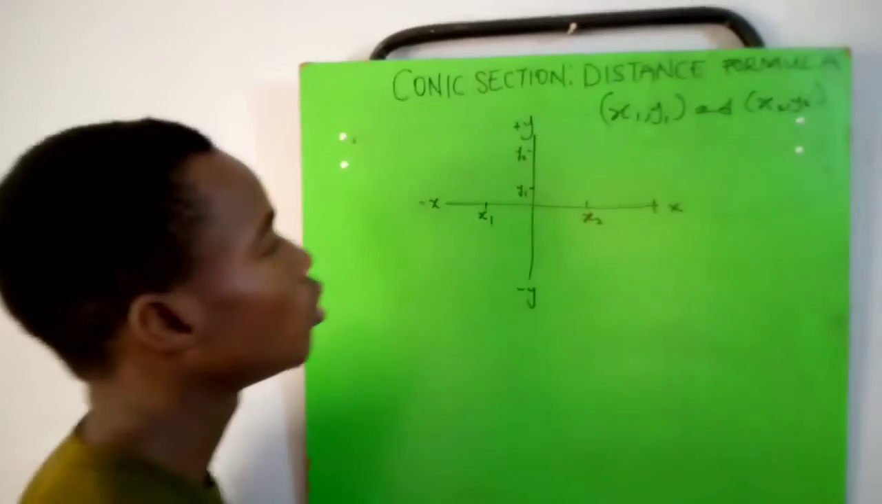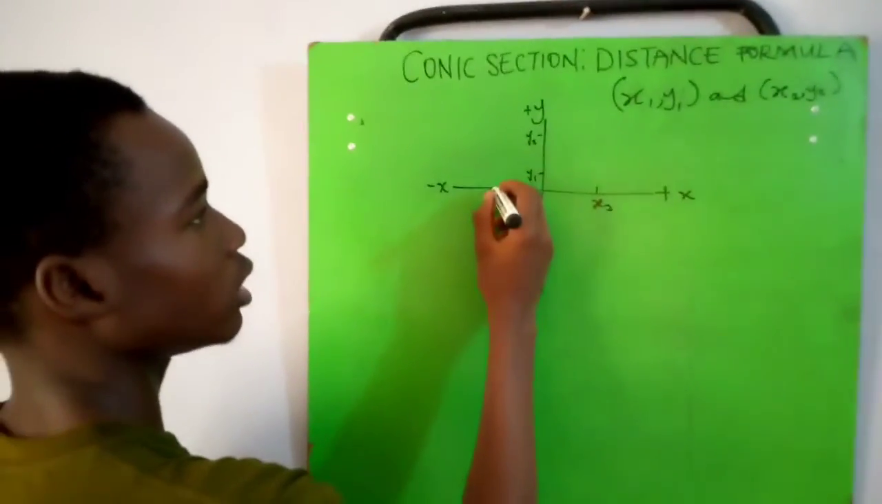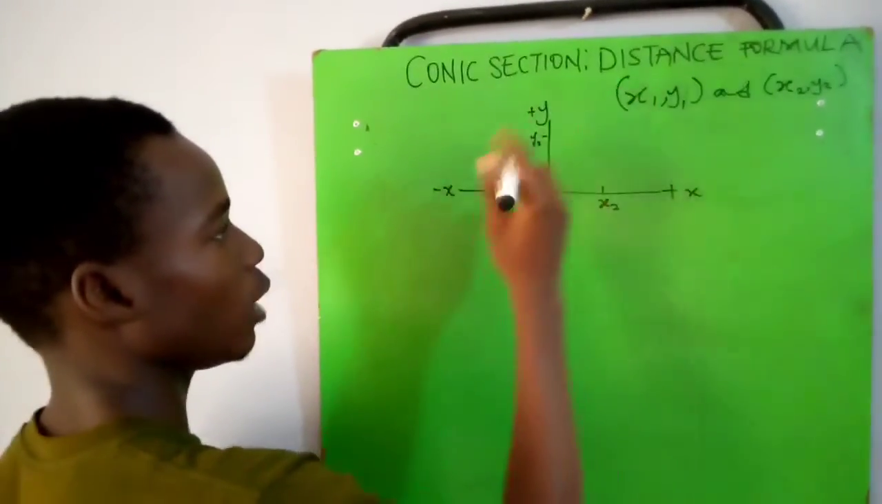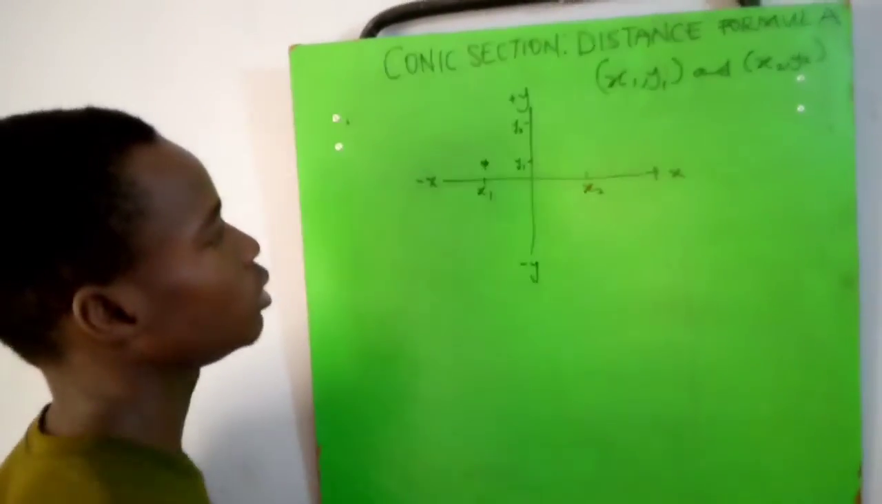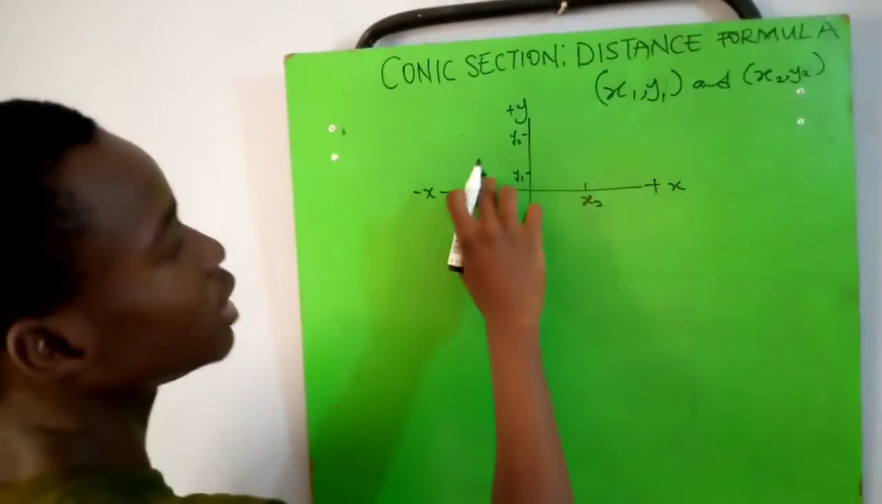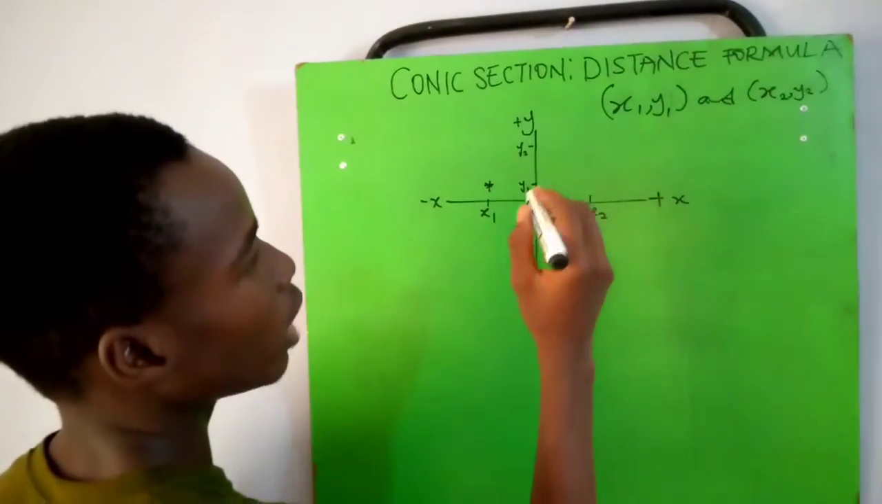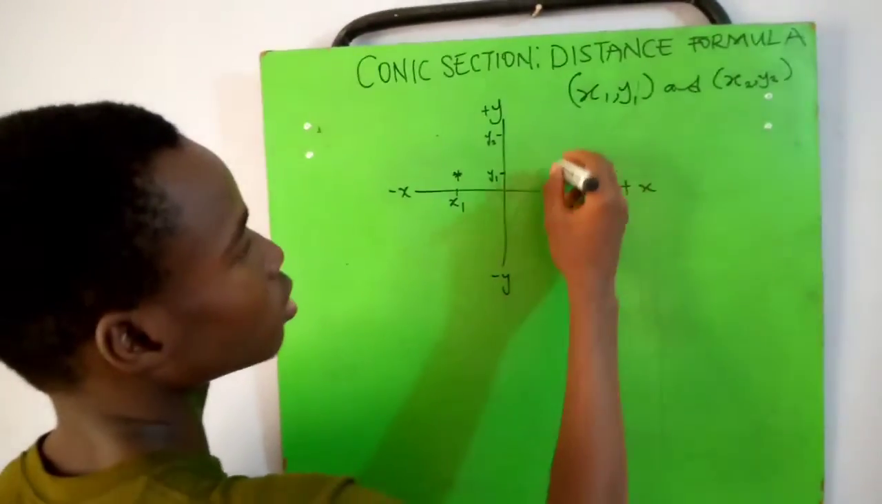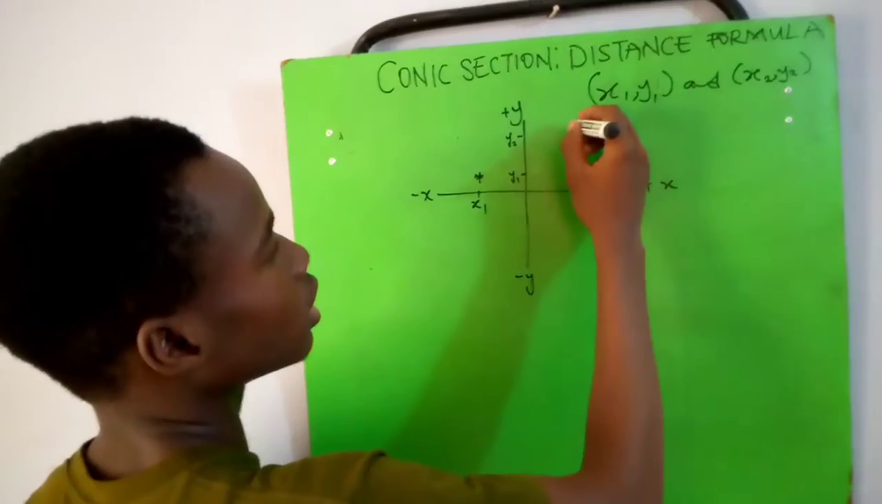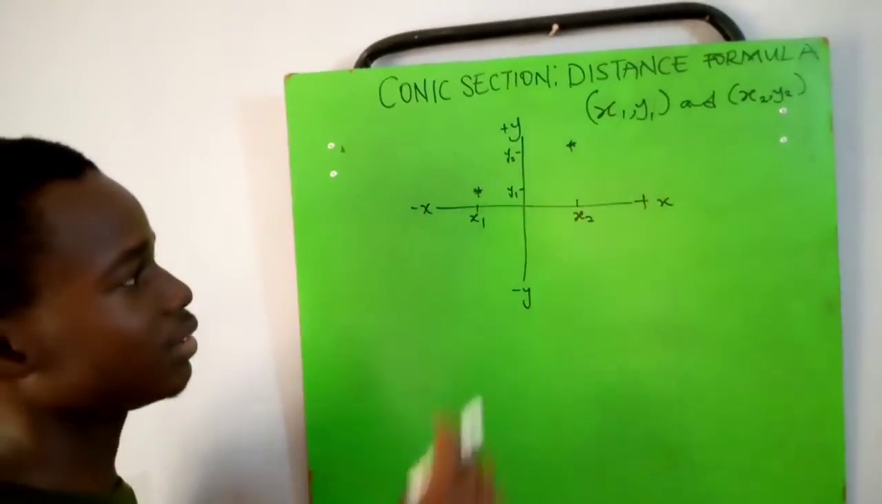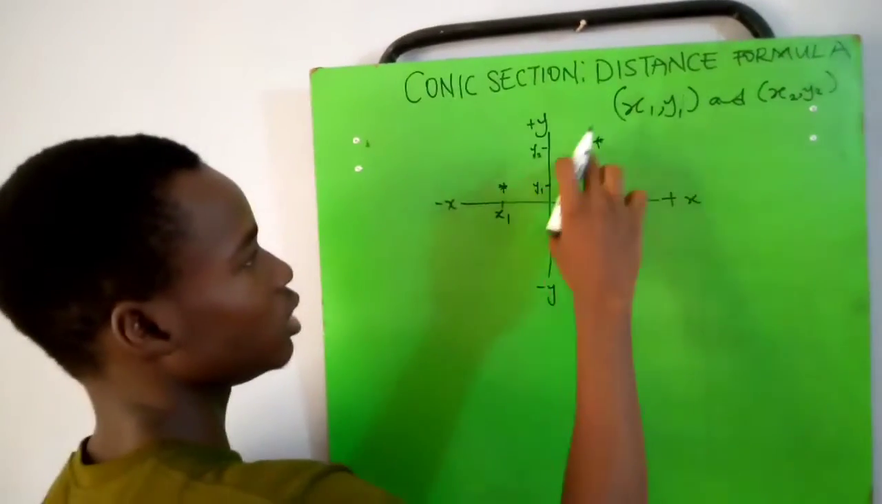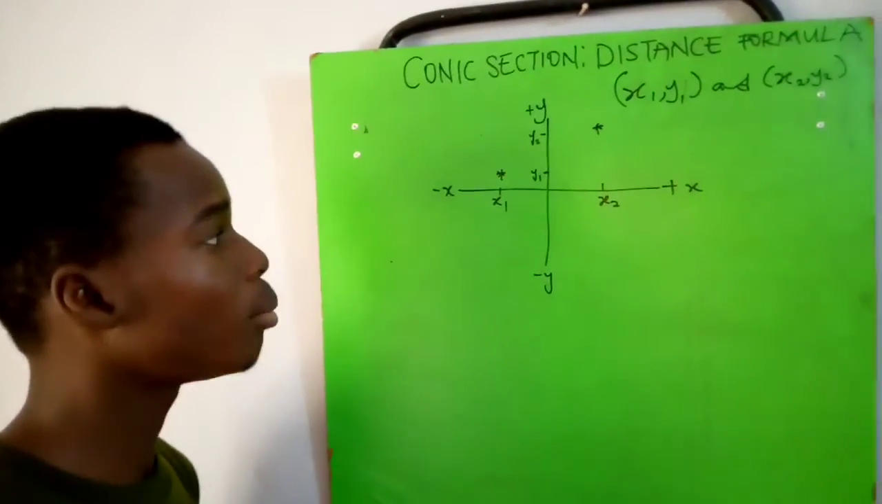y2. So it means that we'll join where x1 and y1 meet. So we trace it up and we find their meeting point, which is here. Then y2 and x2, they meet at this point. So now what they're asking us to find is the distance between these 2 points. Now how do we go about it?